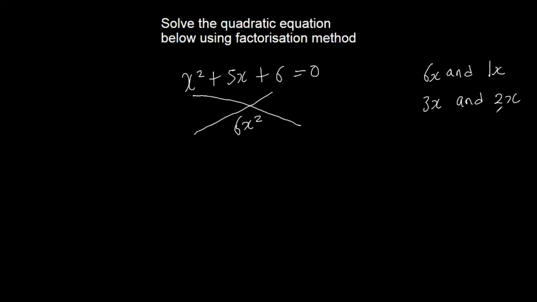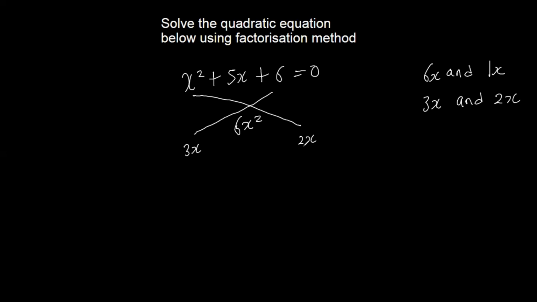So now we'll consider which of these factors we are going to multiply together to give us 6x squared and also add together to give us 5x at the same time. If you look at it closely, you will see that the right answer is 3x and 2x. If you multiply 3x by 2x, you'll get 6x squared. If you add 3x to 2x, you'll also get 5x. So let's write our factors here: we have 3x, we have 2x.